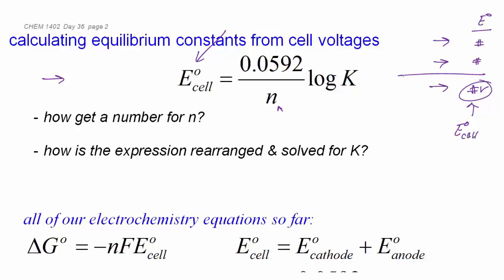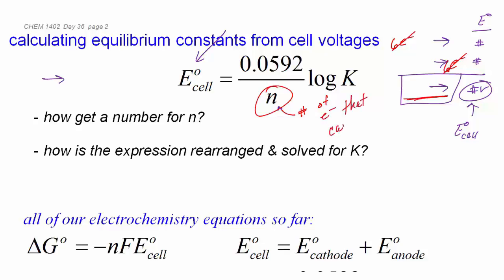But in getting this overall reaction, what did we do? Do you remember what we had to get to cancel? We had to get those electrons to cancel. Right? So let's say we had to multiply the top one through by 3, the bottom through by 2 or something, but the point is that 6 electrons had to cancel for us to get this overall reaction. If 6 electrons canceled, that's what n is. n is the number of electrons that cancel to get this overall reaction.